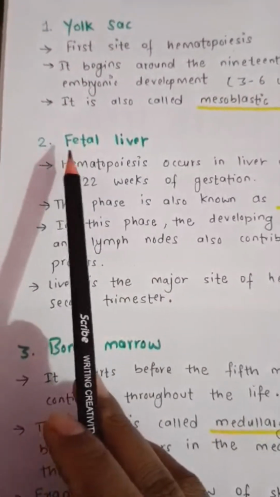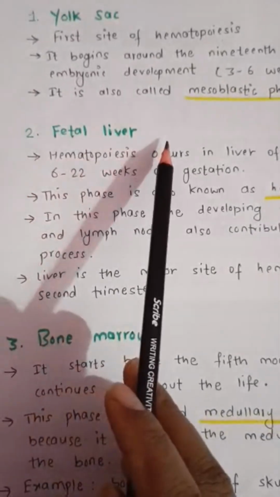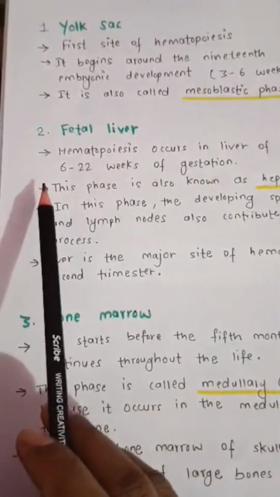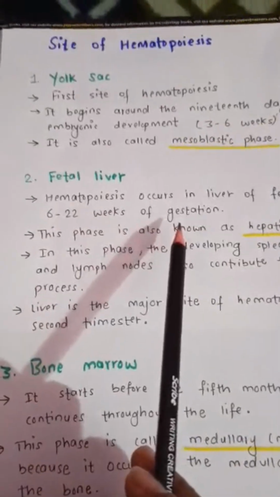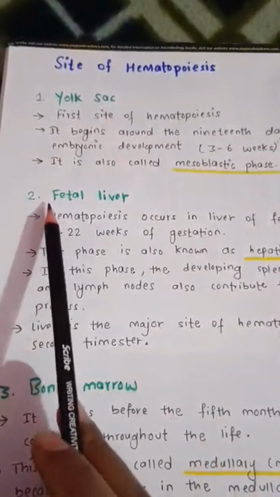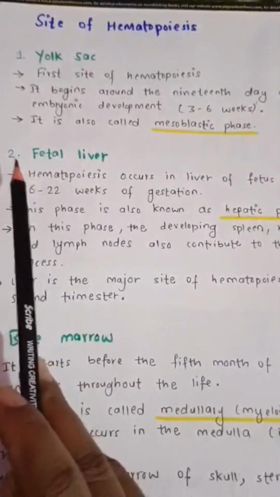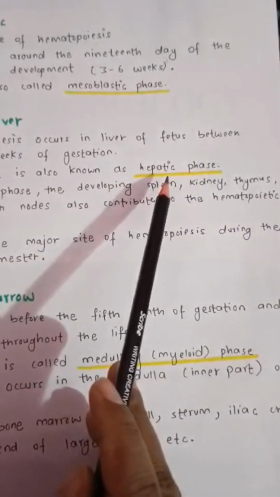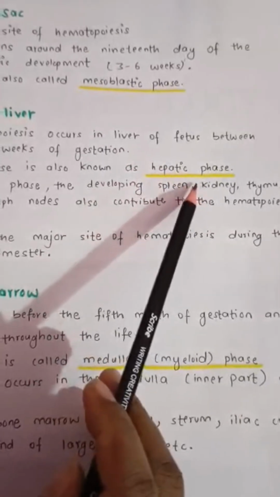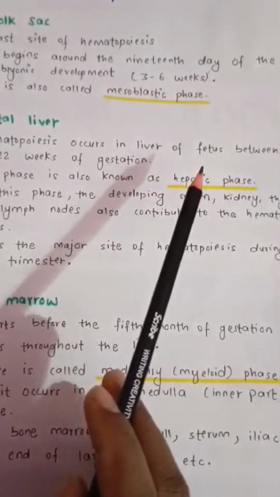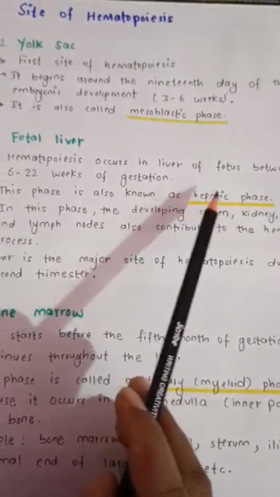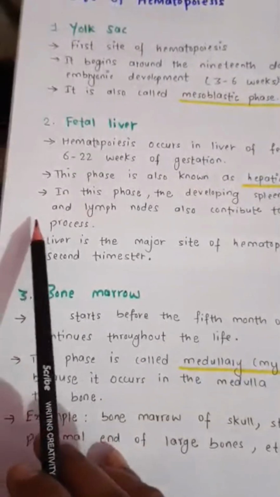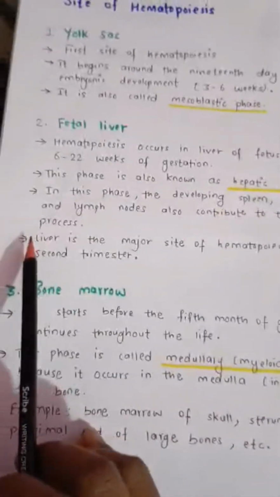Similarly, the second significant site is the fetal liver. Hematopoiesis occurs in the liver of the fetus between 6 to 22 weeks of gestation. That means after the yolk sac, it's the fetal liver from where hematopoiesis occurs. And this phase is also known as the hepatic phase. Hepatic simply refers to the liver. So, in this phase, the liver is the significant site from where hematopoiesis occurs. And in this phase, the developing spleen, kidney, thymus, and lymph nodes also contribute to the hematopoietic process.